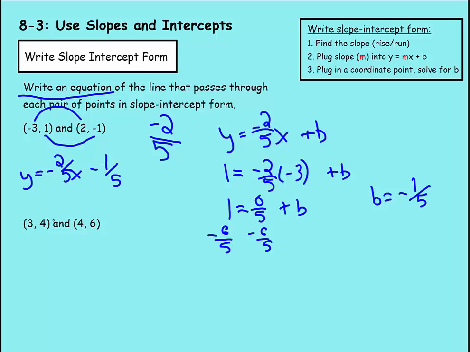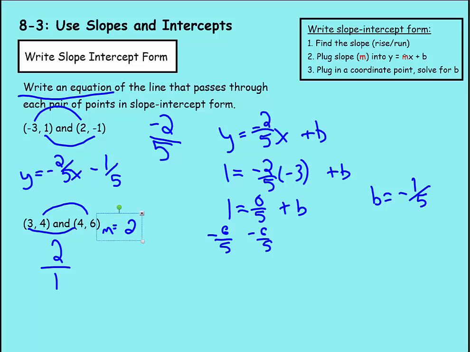We have 3 and 4, and we have 4 and 6. So step 1 is to find that slope, the rise over run. The rise is from 4 to 6, so that's 2. The run is from 3 to 4, so that's only 1. Simplify that into 2. So the slope is 2.